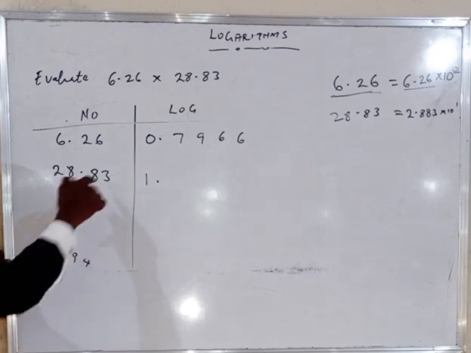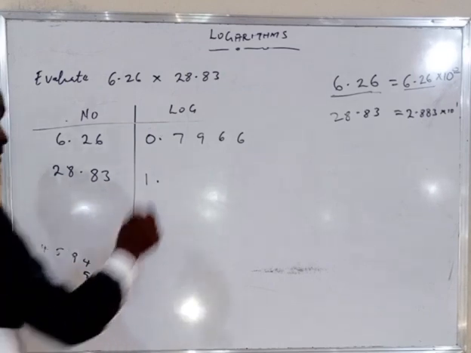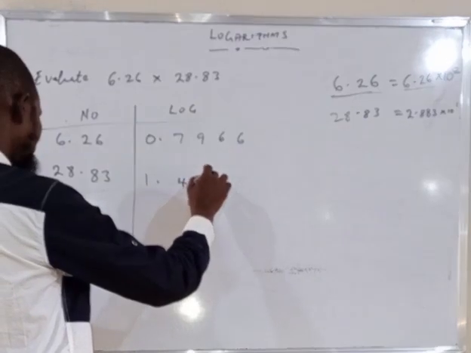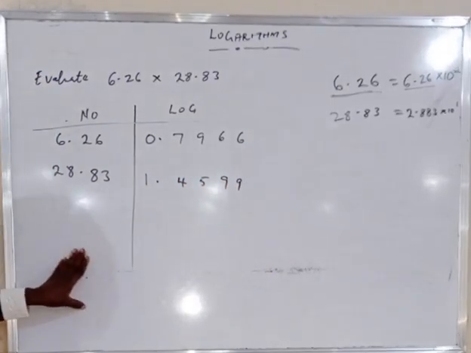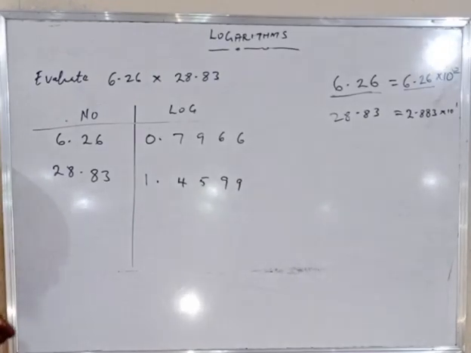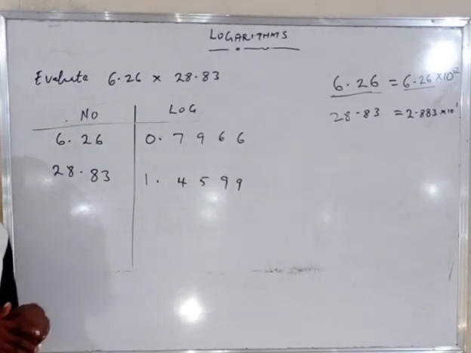4594. Difference 3? 5. So that will be 4599. So you say 4599. Can I continue? Now, under logarithm, when we have times, the normal rule is times change to what?